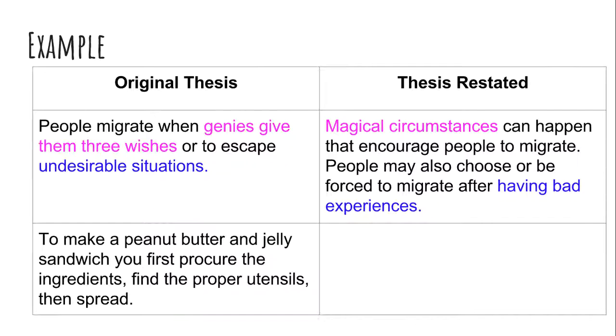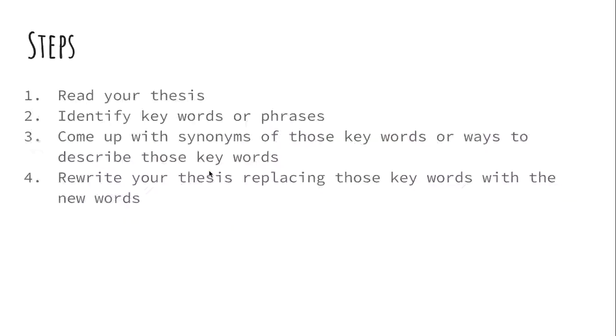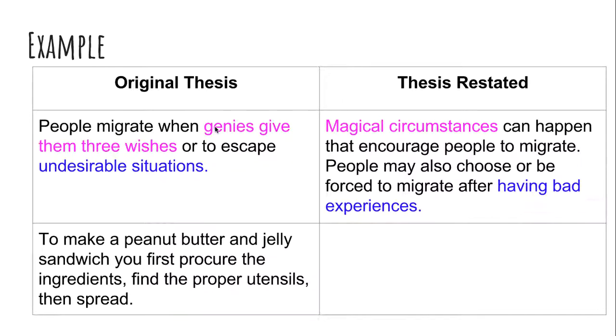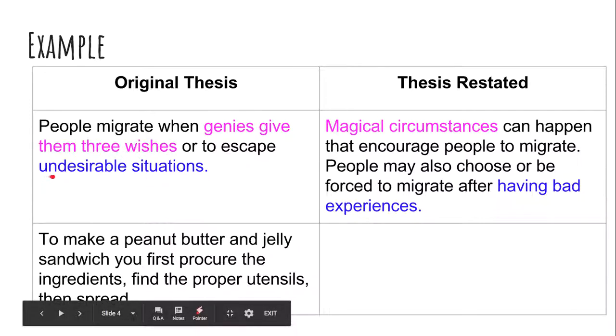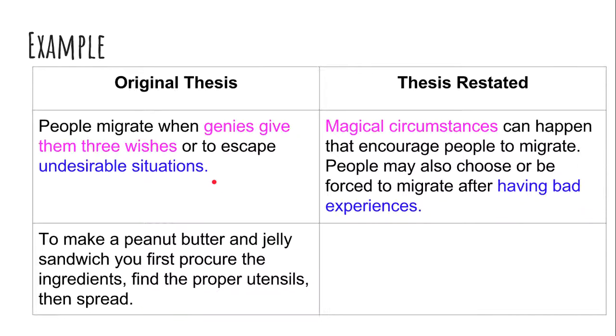So here are some examples, and now I'm going to model. In my first few lessons, I modeled how to write a thesis, and it was something like this: People migrate when genies give them 3 wishes or to escape undesirable situations. So I followed the steps. I just read it. Now I'm going to identify keywords or phrases. I already did that, so I highlighted some key phrases in color. The first key phrase is genies give them 3 wishes, which coincidentally is a reason why people migrate. The second key phrase is undesirable situations. So I've identified them. You can color code it if you want, but you don't have to.